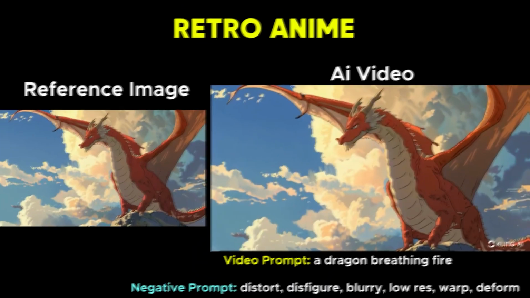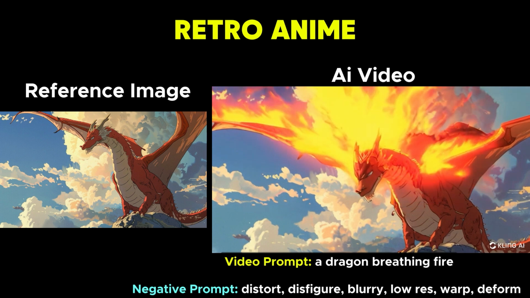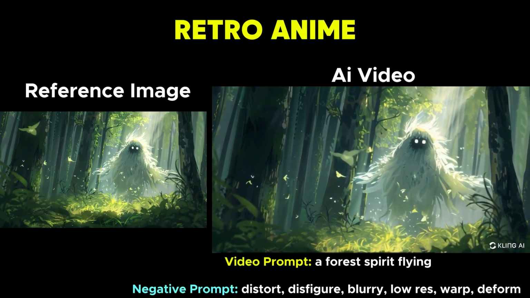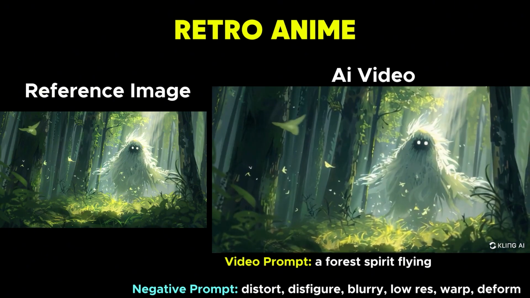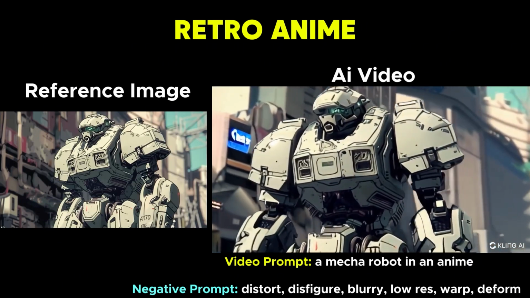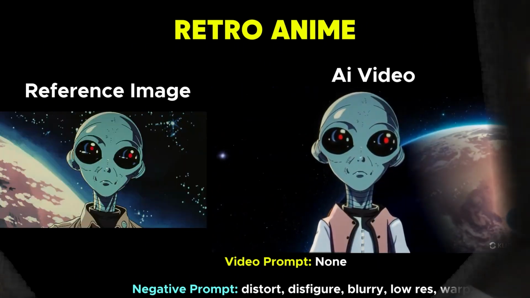I also asked for a dragon to breathe fire, but it generated a bright explosion instead. I was hoping to see fire directly from its mouth. On a positive note, the flying forest spirit turned out well, with particles in the environment and consistent detail in the spirit's shape. Overall, AI-generated anime animations still have room for improvement, but Kling is ahead of many alternatives.